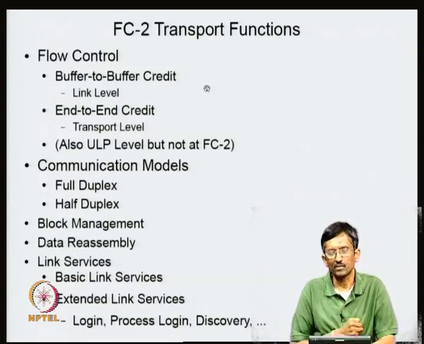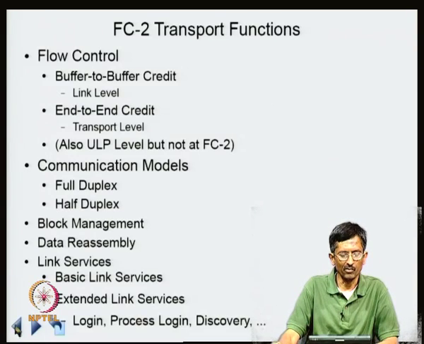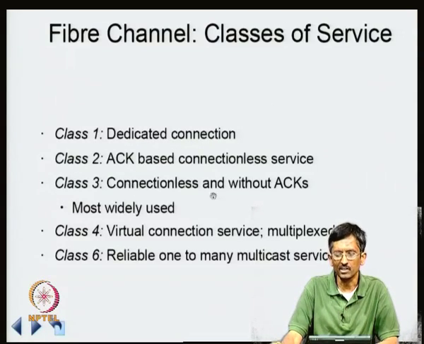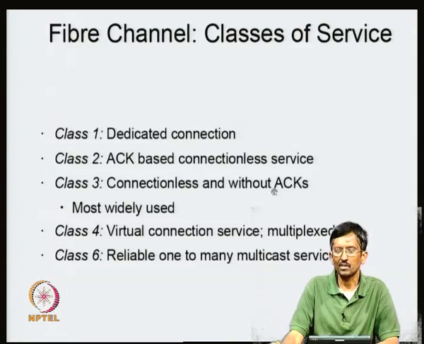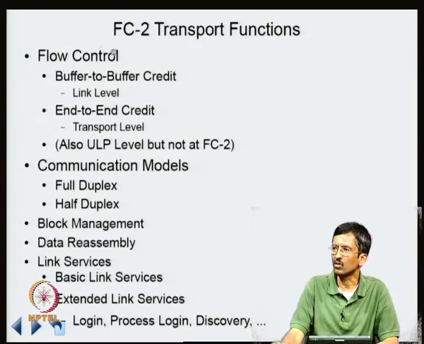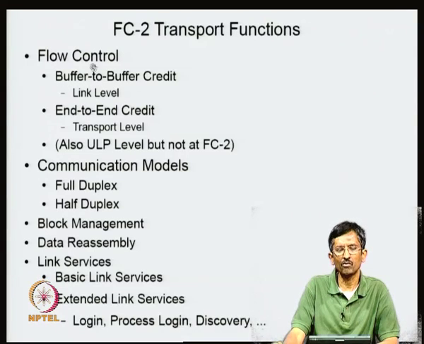As I mentioned, if you look at the previous one, we are talking about mostly connectionless and without ACKs. So, because there are no ACKs, there is no inherent way in which you can avoid buffer overruns. So, that means that there has to be some flow control. Now, there are two possibilities. You can do flow control at the link to link level, or you can do it at the transport level, end to end.